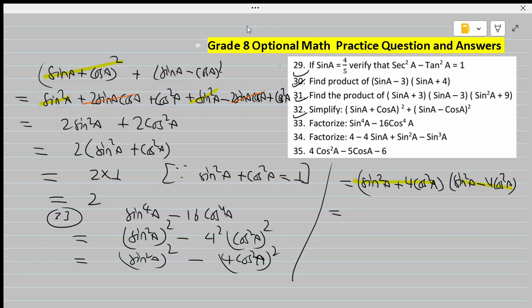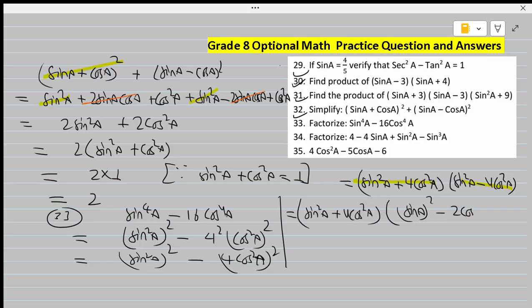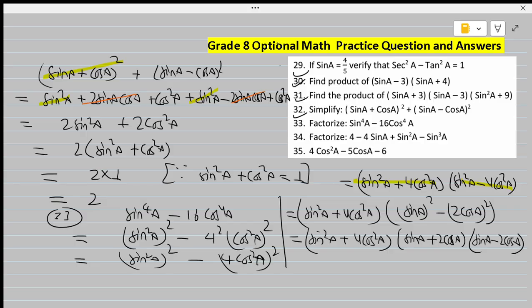So the first one we just copy as it is. And for the second one, sine square is square of sine, and 4 cos square is square of 2 cos A. So just taking a square minus b square form, this we break and write a plus b and a minus b. So this way we have factorized this one. That is number 33.